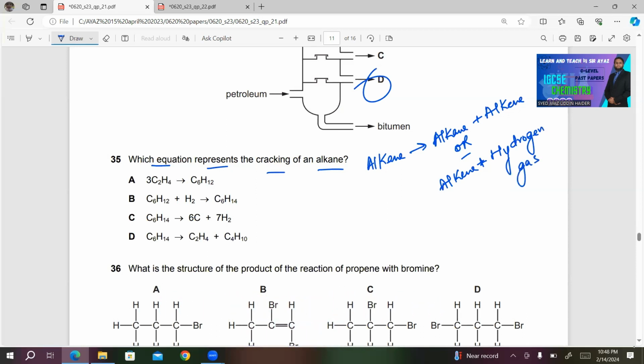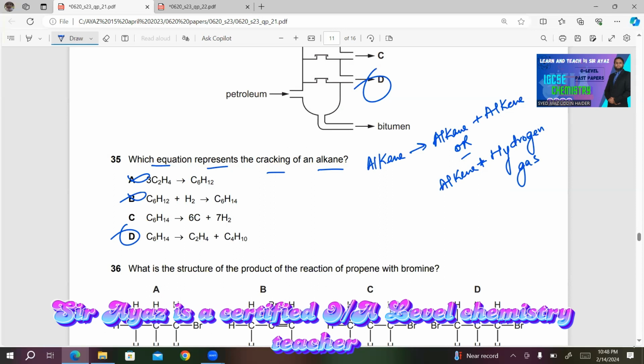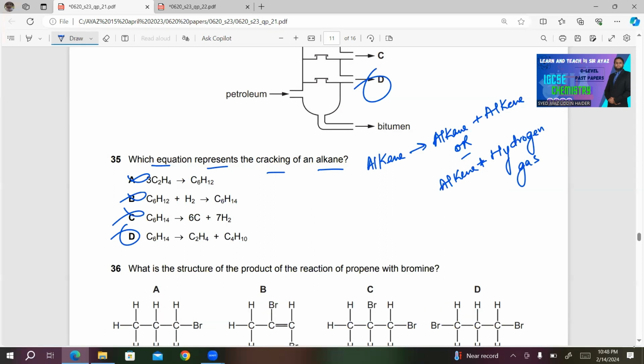So only choice D seems to be correct to me, because in choice A, cracking produces only one molecule. This is wrong. Choice B, this is the addition reaction. This is also incorrect. C, decomposition giving carbon and hydrogen gas. This is also incorrect. D will be the right answer in this case.